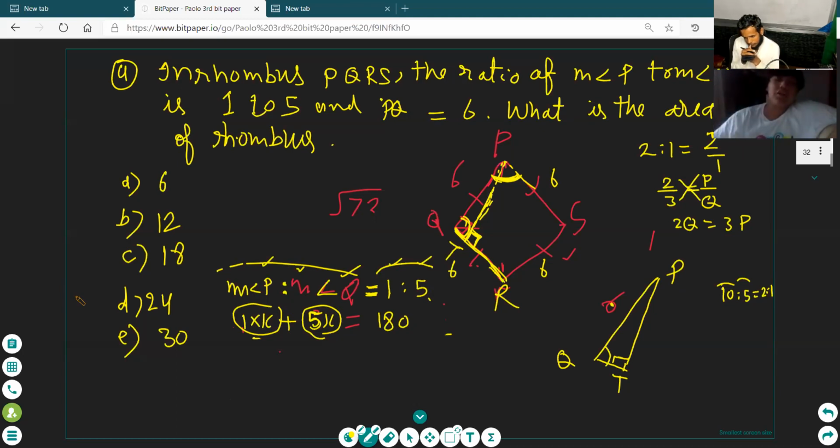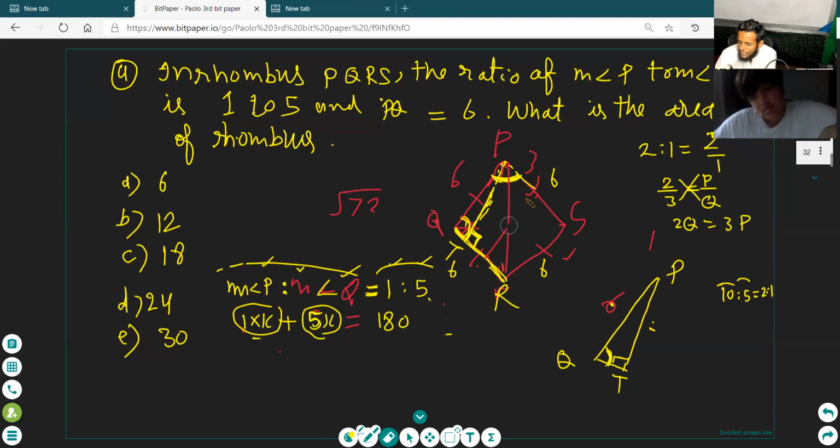I thought all we're trying to find is the area of the rhombus. But for area we need this h. For h we need this q. This is the height, right? No, this is not height. Height is perpendicular to the side. This is not perpendicular to the side, so this is not height.